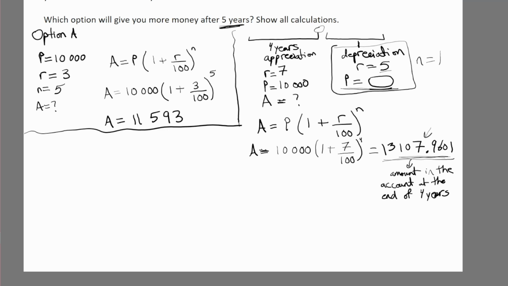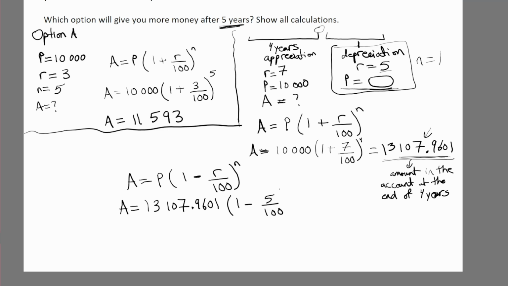Okay, so we're going to go ahead and write down the rule for depreciation, which is final amount is equal to the principal multiplied by (1 minus r/100) to the power of n. We're using a minus right here because this is depreciation. And so the final amount is equal to 13,107.9601, use it fully accurately, multiplied by (1 minus 5/100) to the power of 1 only, because n is equal to 1.